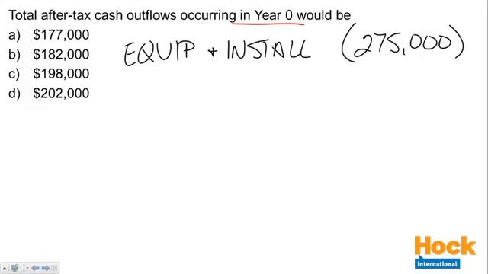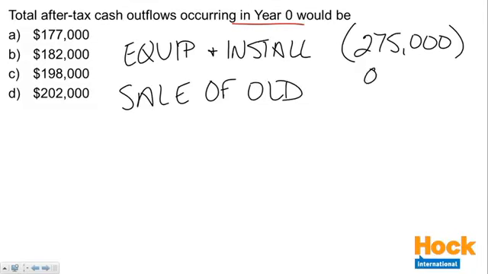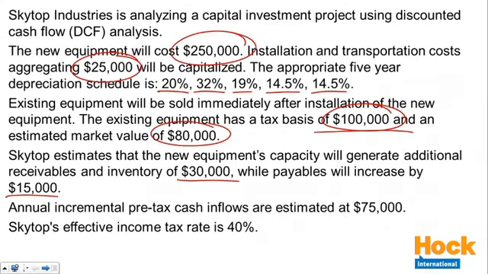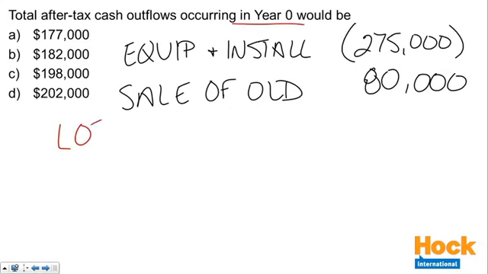Okay, the second cash flow that we have in that initial year 0 is the sale of the old equipment. We were told it was going to be sold immediately, and so we have the sale of the old equipment. Now, that sale of the old equipment is going to give us an $80,000 cash inflow. But we need to remember that that asset had a $100,000 tax base. We see here it had a $100,000 tax base and we sold it for $80,000, which means we had a loss of $20,000.